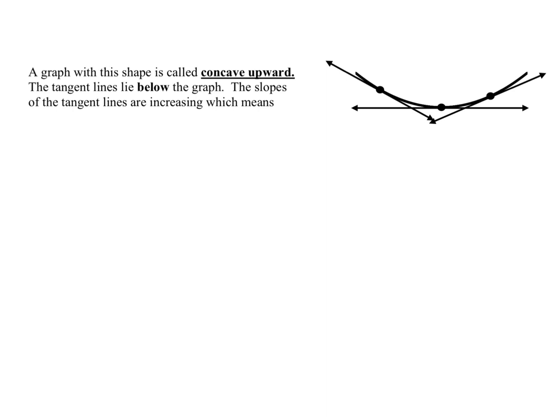I added something to this, though. If you notice here, the end of the sentence is not here. The slopes of the tangent lines are increasing, which means what? The second derivative is greater than or equal to 0. Right. The second derivative is greater than or equal to 0.